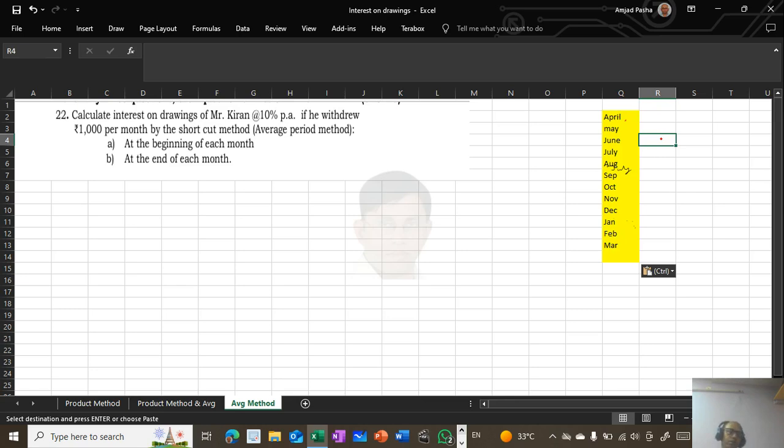Okay, so let's start. Calculate interest on drawings of Mr. Kiran at 10% per annum if he withdrew 1000 per month by the shortcut method, average period method, at the beginning of each month, at the end of each month.